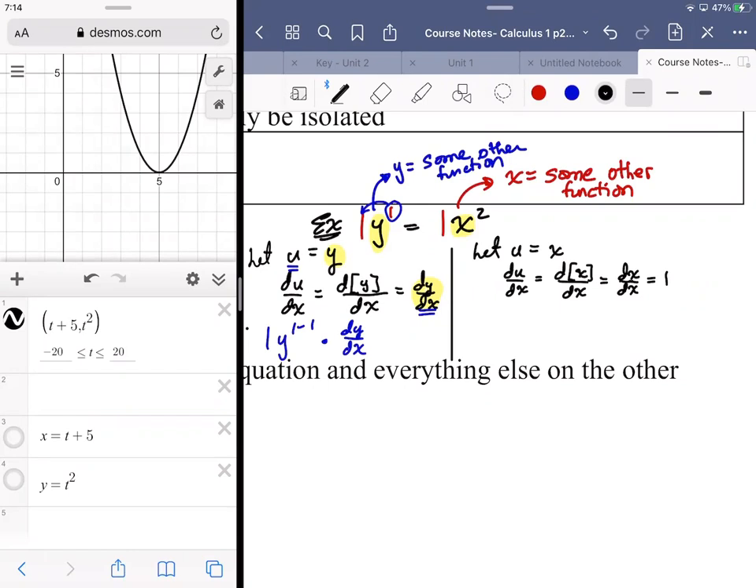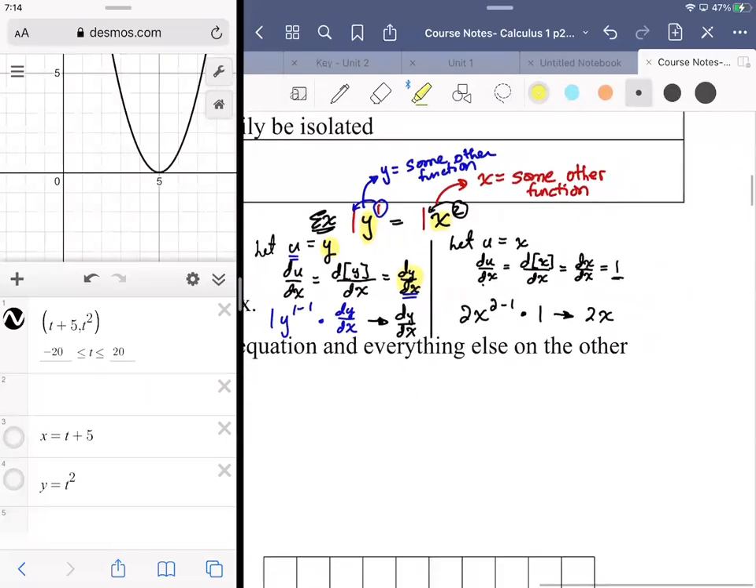But then I would take the derivative of the 1x squared. 2 times 1 is 2, x to the 2 minus 1. But then I would multiply using the chain rule shortcut by du dx, which we just established was equal to 1. And so this whole thing would simplify down to just a 2x. So the left side simplifies down to a dy dx. The right-hand side simplifies down to just a 2x. So then we can conclude that dy dx is equal to 2x.